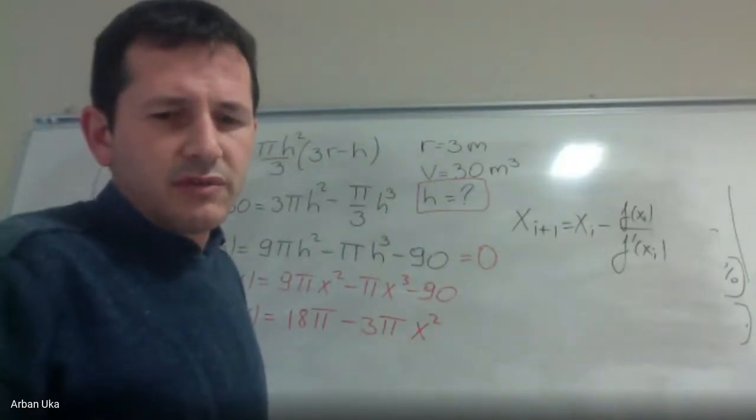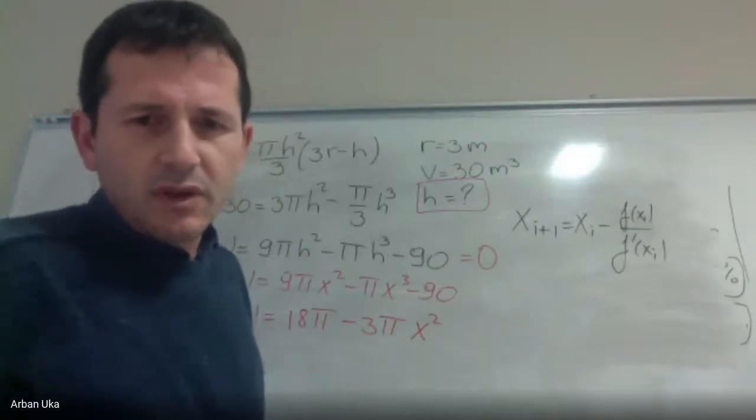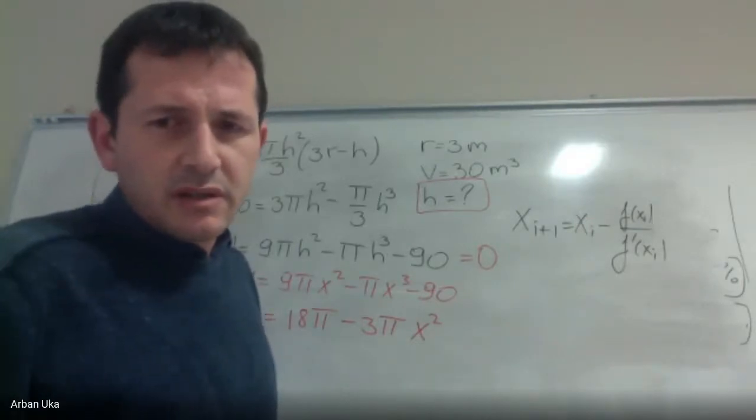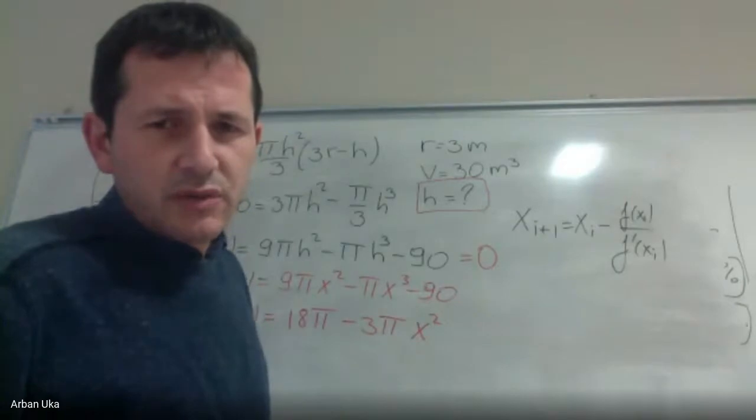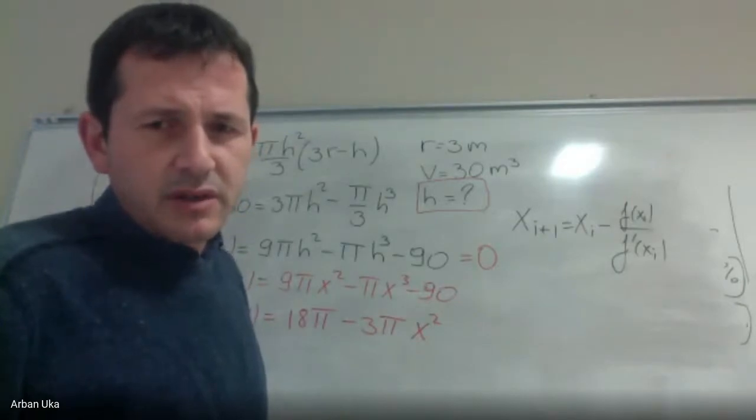If we start with a value of 5, let's see where we go. If we start with x5, the error, oh, we need to do some more steps apparently.